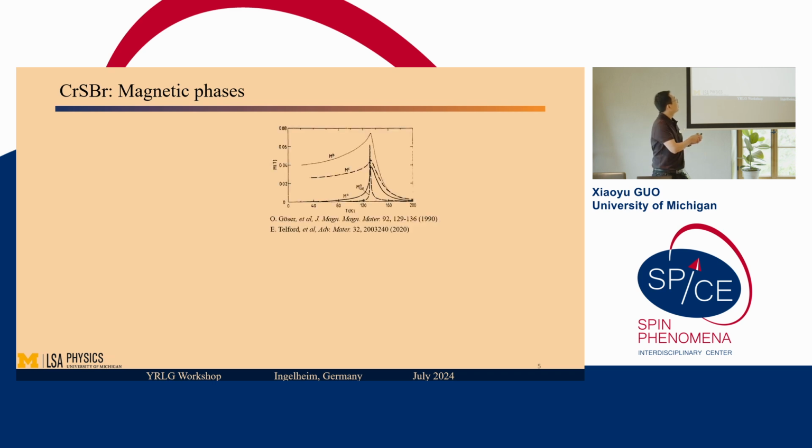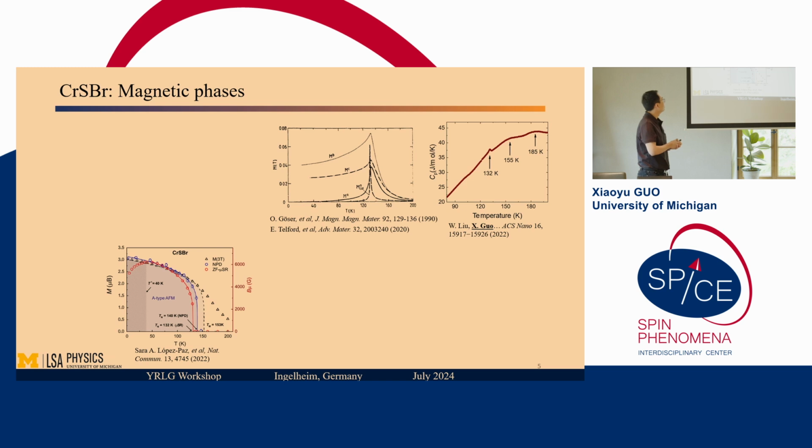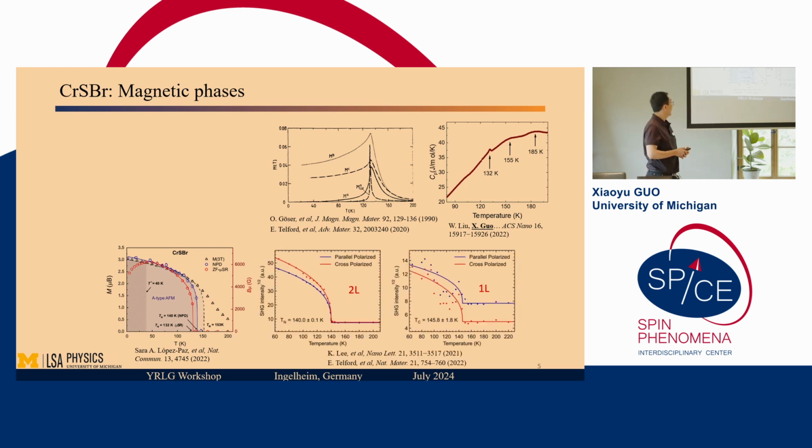So apart from this 132 Kelvin bulk Néel transition, there are two higher order crossover temperature scales reported, captured by the heat capacity measurement. And also, neutron powder diffraction captures a different onset temperature at 140 Kelvin. It's a little bit higher than the bulk 132 that people usually report. And more interestingly, this 140 Kelvin coincides with the TN for bilayer samples.